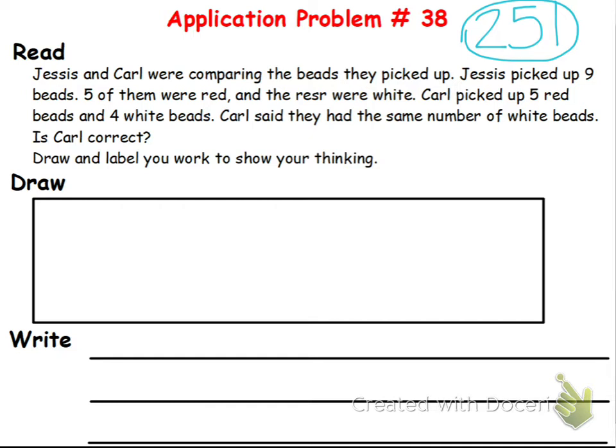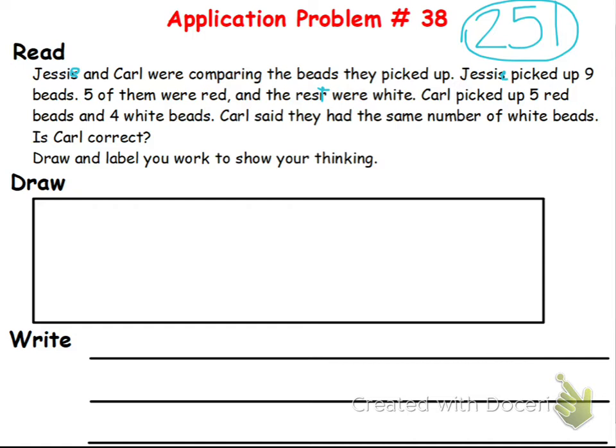So Jesse, I'm going to read it again. This should be an E right here. Jesse and Carl were comparing the beads they picked up. Jesse picked up 9 beads. 5 of them are red, and the rest, this should be a T, were white. Carl picked up 5 red beads and 4 white beads. Carl said they had the same number of white beads. Is Carl correct?